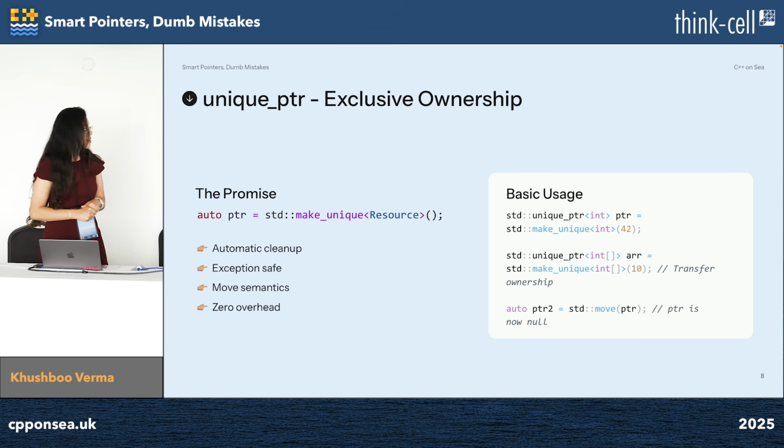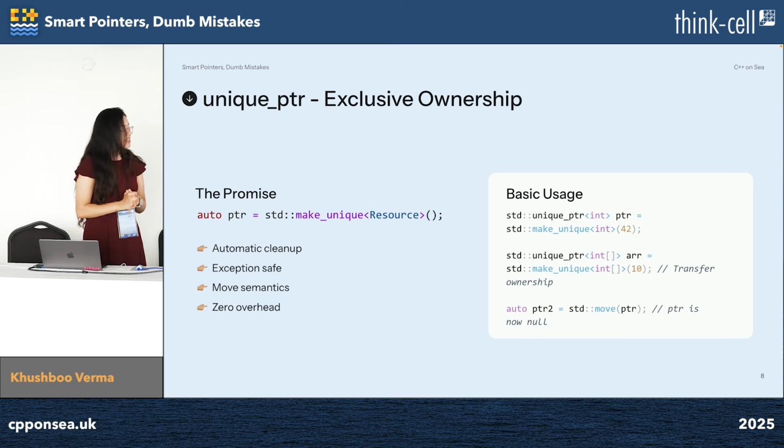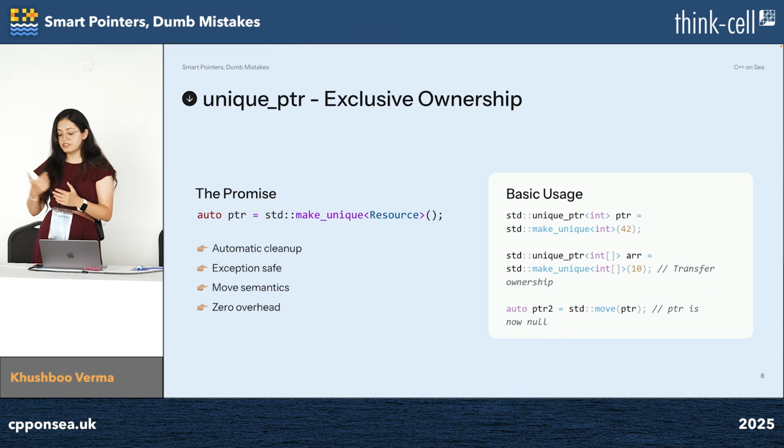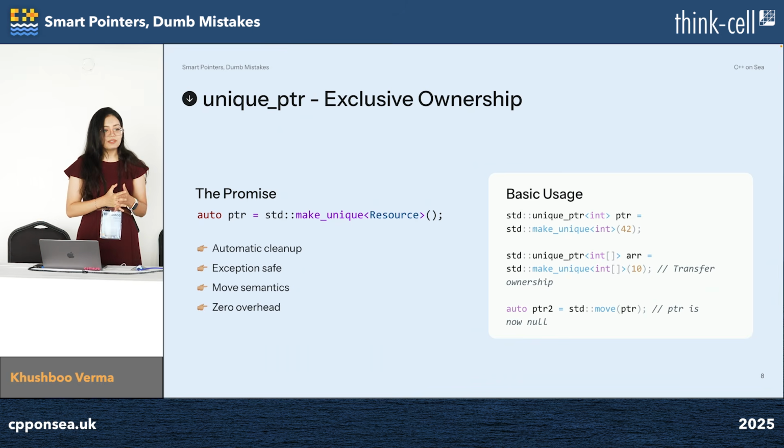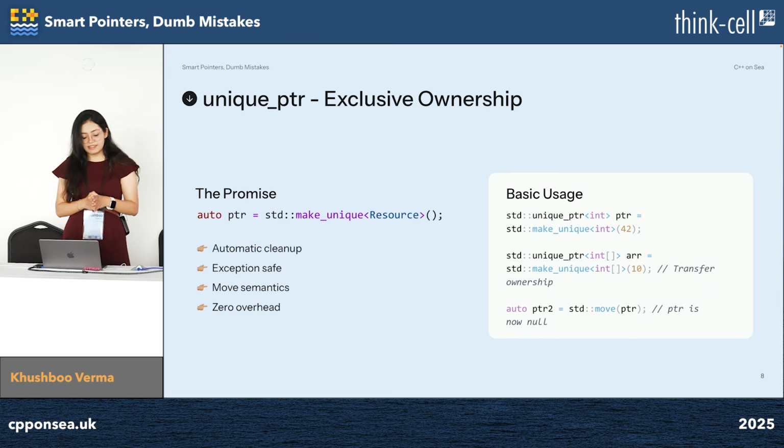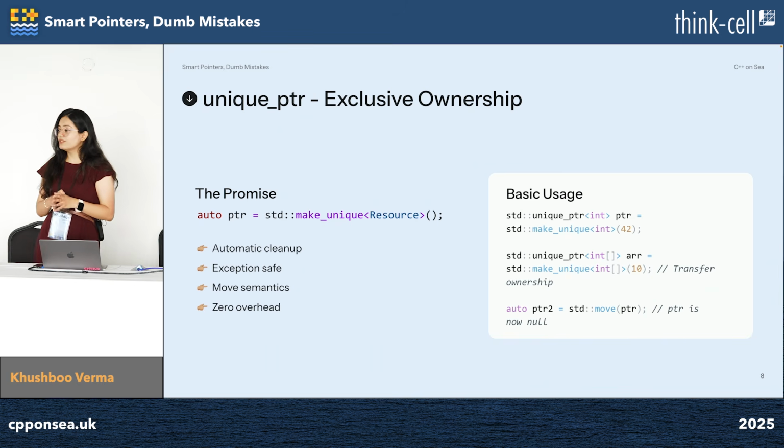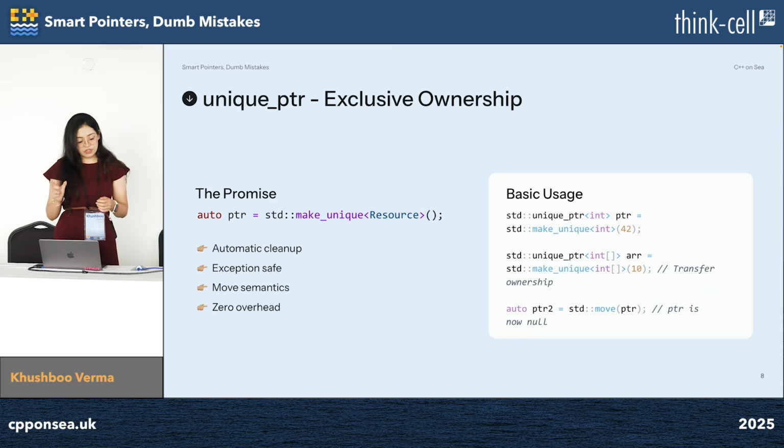So let's first talk about what a unique pointer is. A unique pointer, as the name suggests, is pointing to a unique location in memory, and it means that it has exclusive ownership over the resource that it is accessing, which means that a unique pointer cannot be assigned to two memory locations at the same time. It can only be moved, right?